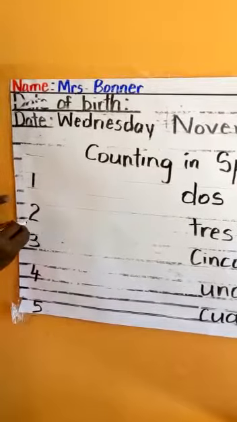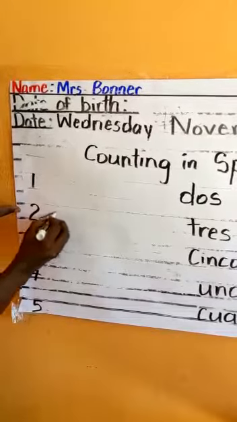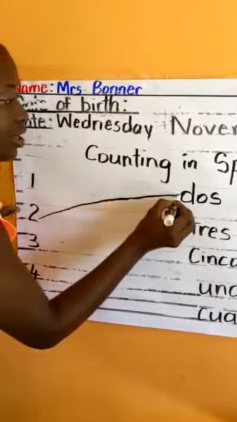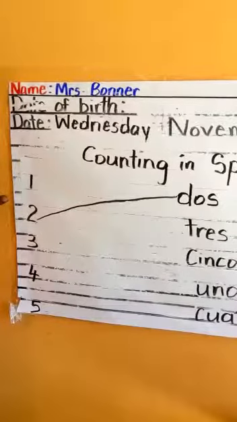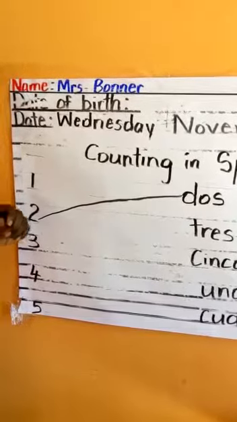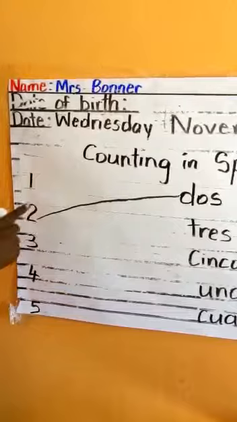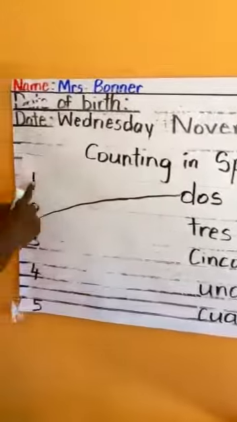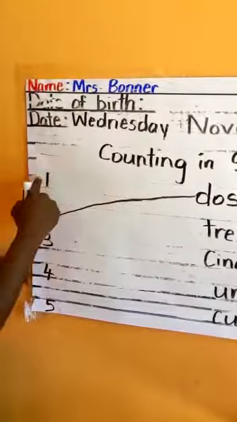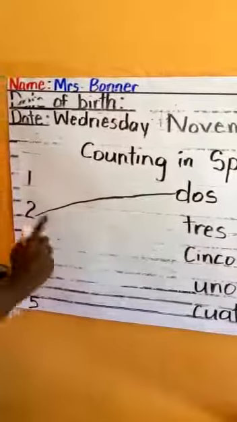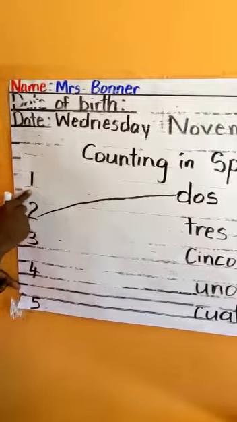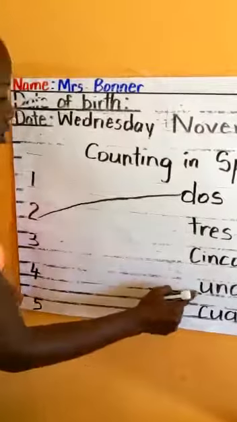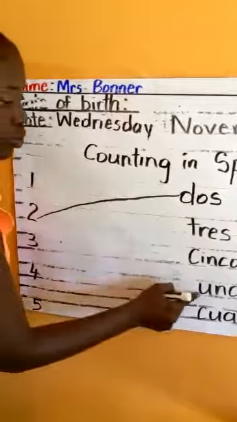Is this the numeral 2? And we are going to match it to the word dos. So I want you to look for the Spanish word. Look at the Spanish word or look at the numeral and you're going to match them. So if numeral 1 is uno, you're going to match it to uno.